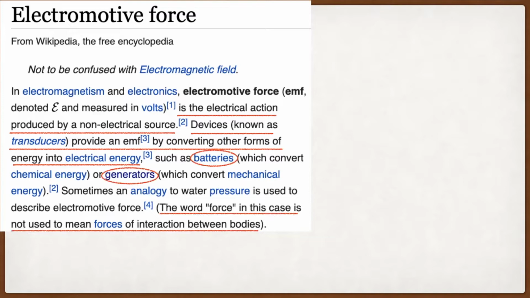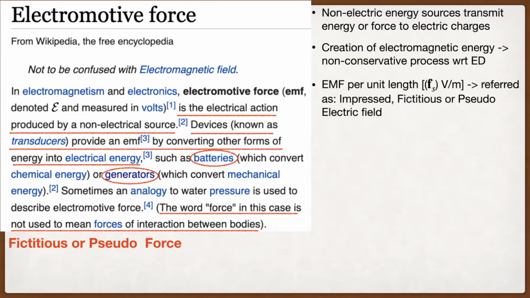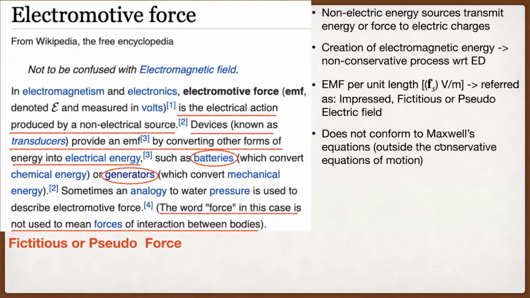And the word force in this case is not used to mean forces of interaction between bodies. It's what we call a fictitious or pseudo force. So non-electrical energy sources transmit energy or force to electric charges, and that will produce an EMF per unit length, which is the same as the force per unit charge in volts per meter. It does not conform to Maxwell's equations. It's outside of Maxwell's equations, an external input to the differential equations, which drives the photonic degree of freedom.